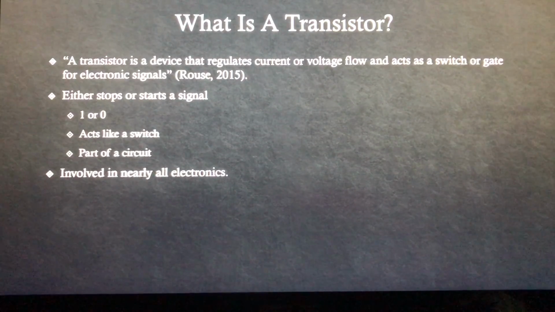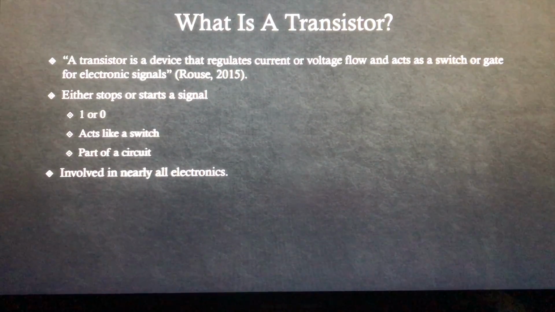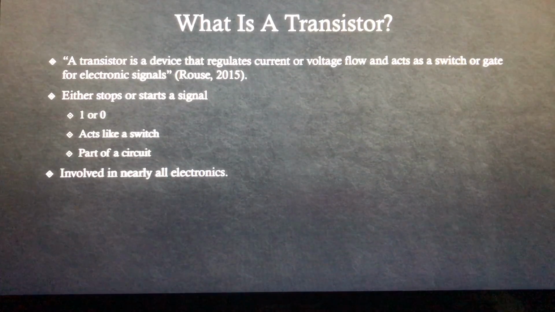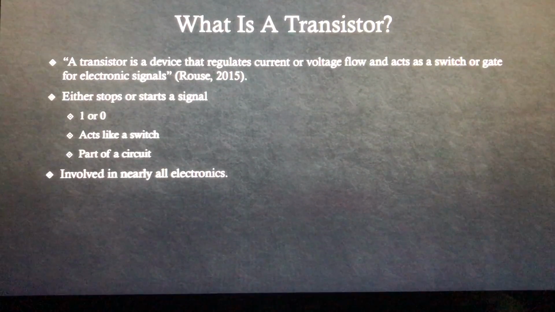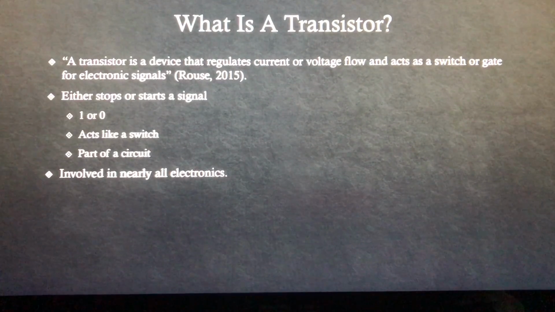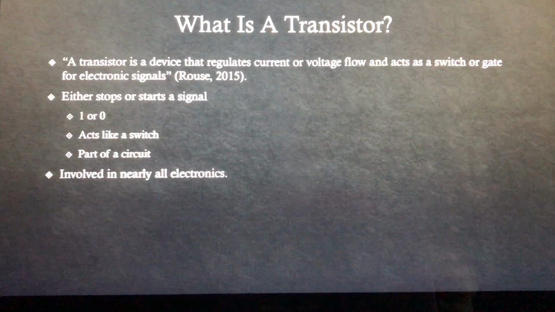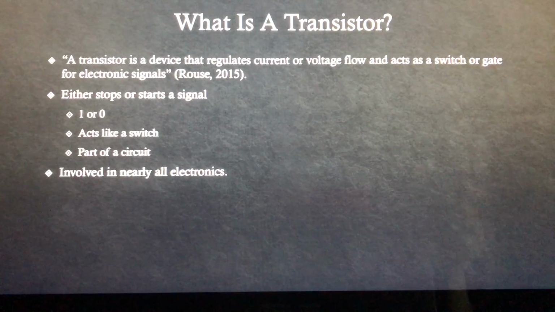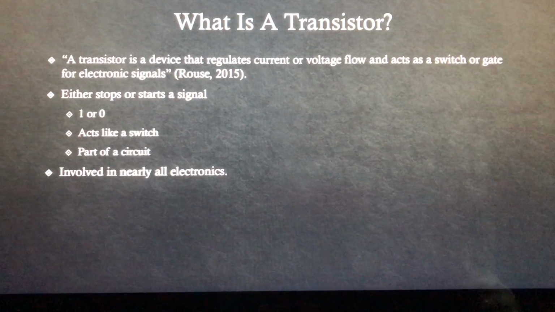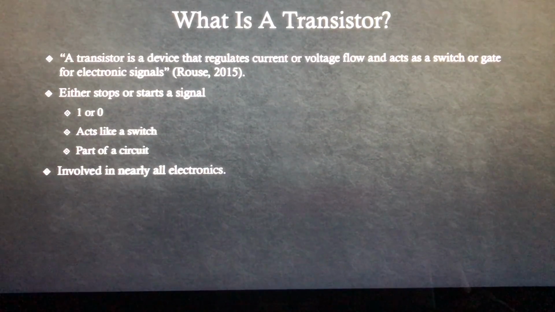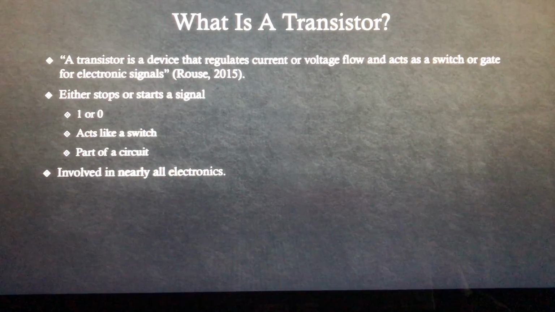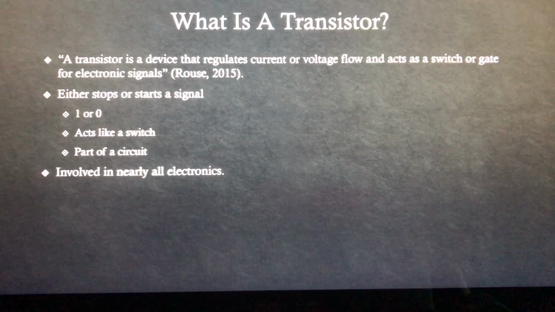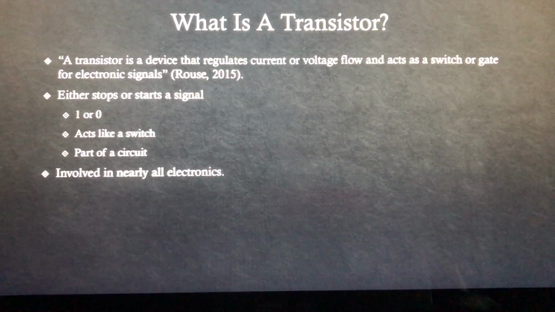What is a transistor? A transistor is a device that regulates current or voltage flow and acts as a switch or gate for electronic signals. So it's essentially a switch that either starts or stops a signal with either a 1 or a 0. The 1 means it's on and the electricity is flowing, and a 0 means it's off and the electricity is not flowing.